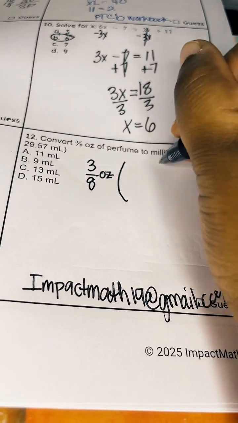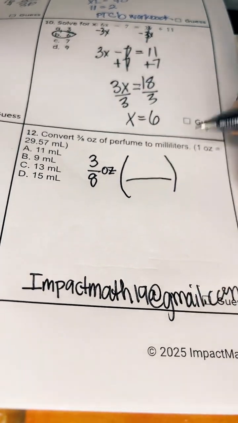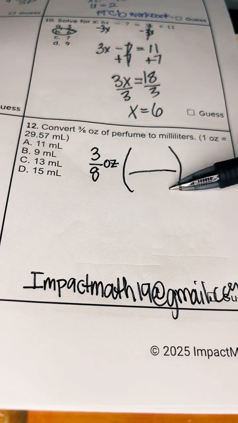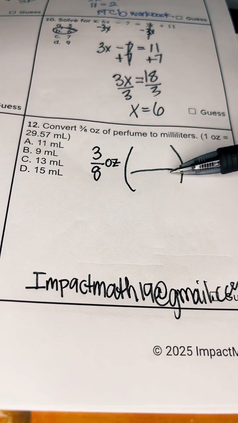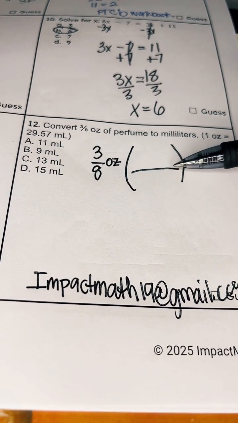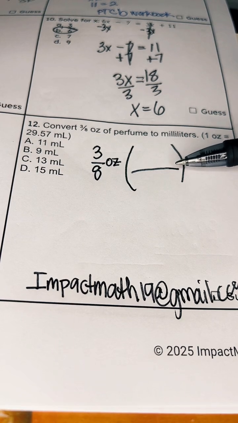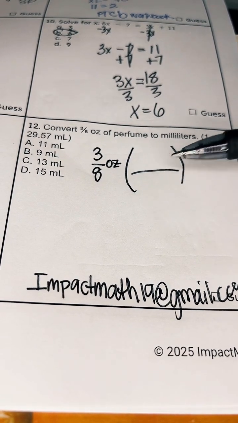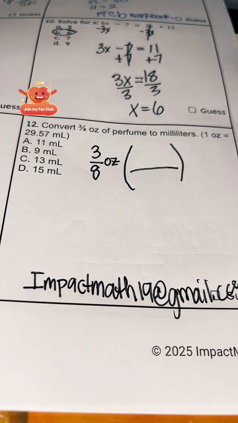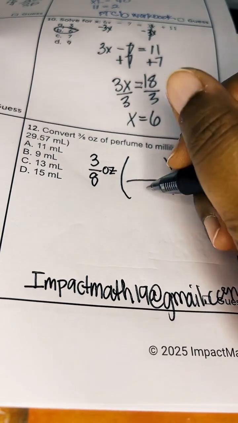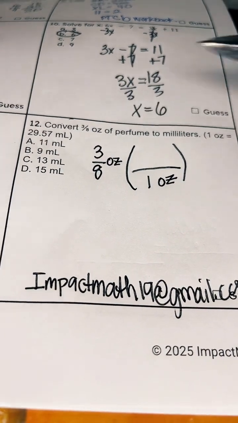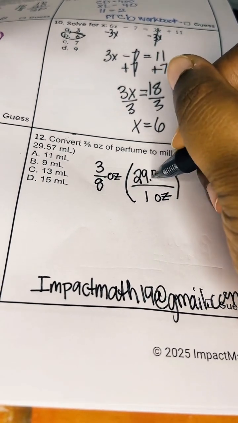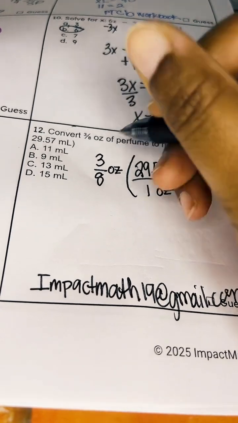Now remember, I want my ounce to cancel. So does my ounce go on the top or the bottom? Put it in the chat. Where am I writing my ounces? Top or bottom? Bottom. C said bottom. Good. Yes, bottom, bottom, bottom. Exactly, you guys. It is at the bottom. Perfect. So we're going to put 1 ounce at the bottom. Then we're going to put this 29.54 milliliters at the top.